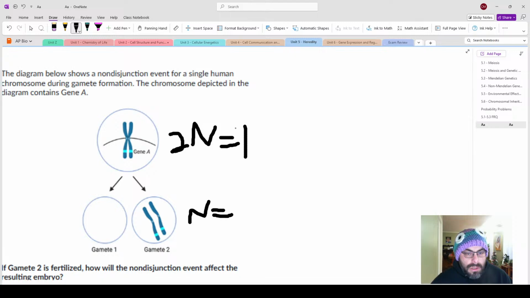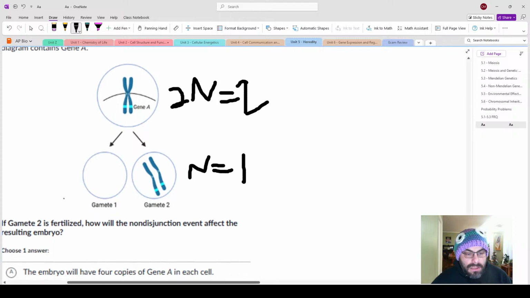No, 2n equals 1, yeah. Then, no, 2n equals 2. Then n equals 1. And this is n minus 1, and this one here is n plus 1, right? And so both of these gametes are bad.